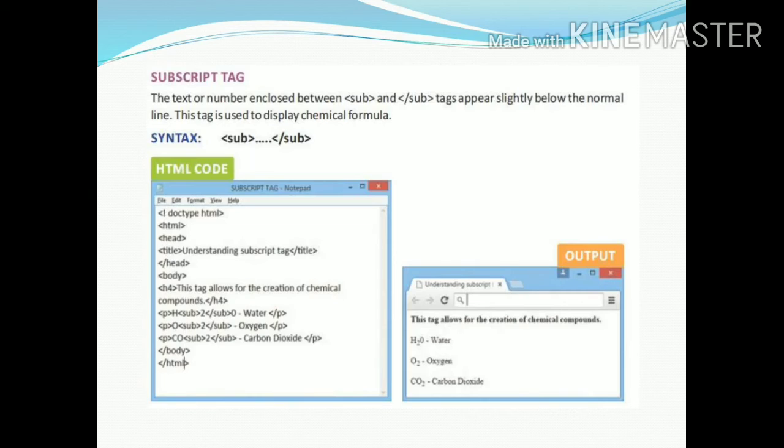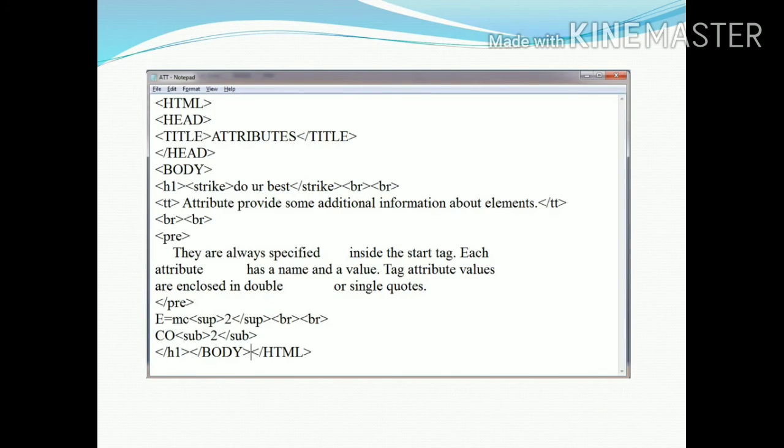After this, children, I have given one small example using all these tags. HTML, head, title, attributes, close title tag, close head tag, body tag, H1 tag I have used. You know how many heading tags there are. Then strike, do your best, close strike tag, BR BR 2 lines, TT tag for that particular line, close TT tag, BR tag 2 times, then pre tag, pre-formatted, close, E is equal to MC SUP2, close SUP, BR 2 lines again, CO SUB2, close SUB. Forward slash everywhere is the closing tag. Close H1, close body, close HTML tag.